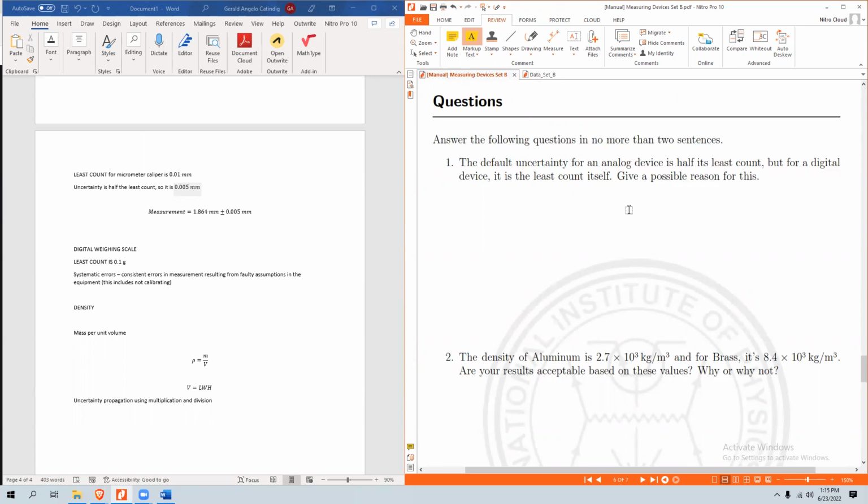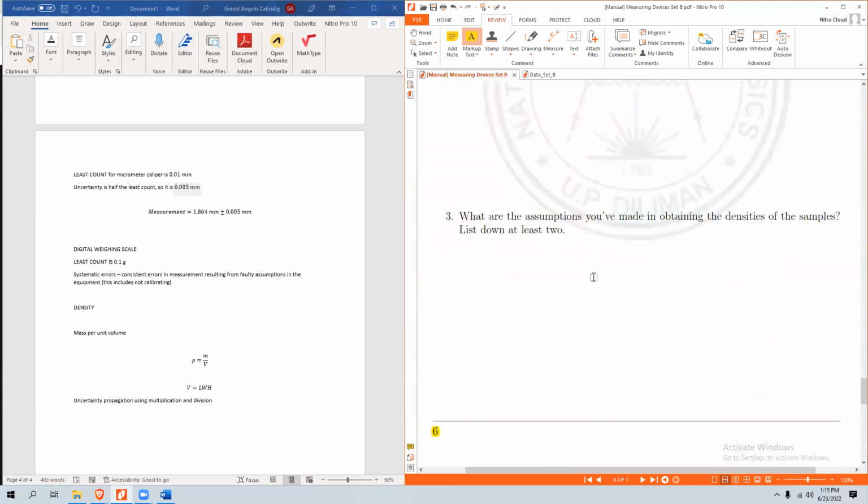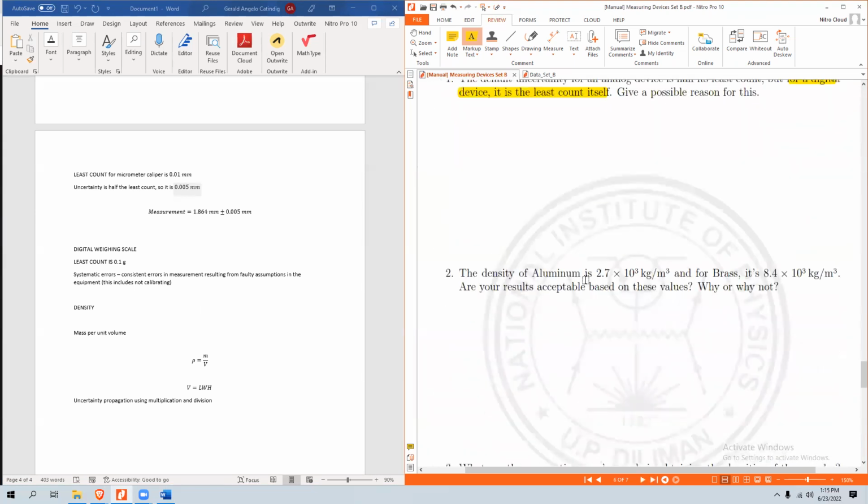So question 1, the default uncertainty for an analog device is half its least count, but for a digital device, it is the least count itself. So, ito na pala, yung sinasabi ko kanina for the mass. So, alam niyo na yung uncertainty niya. It's just the least count. So, give a possible reason bakit magkaiba yung least count ng dalawa. So, next question. Tatlo palang questions ito.